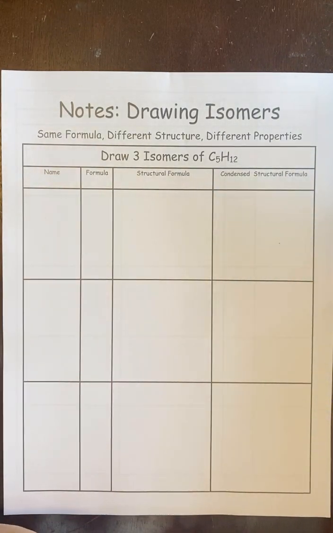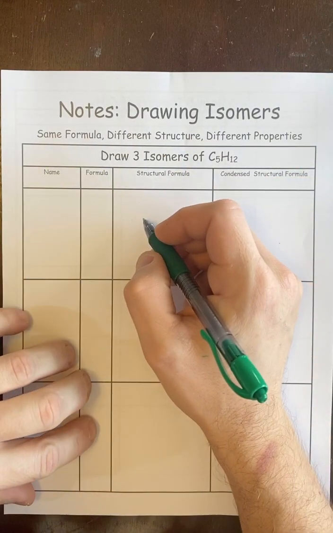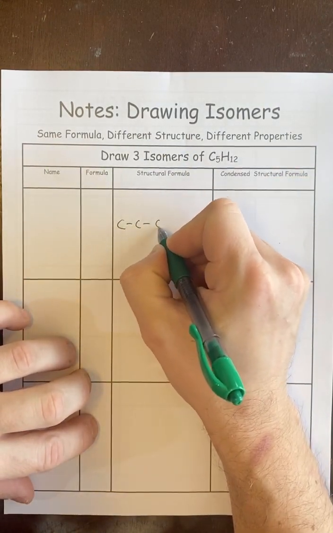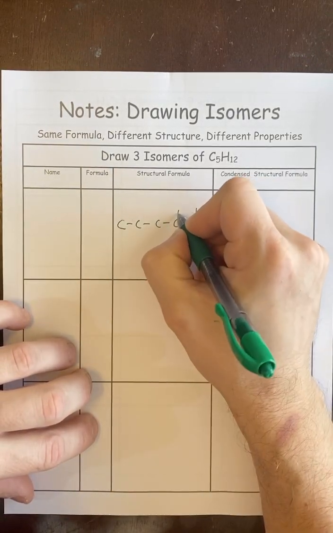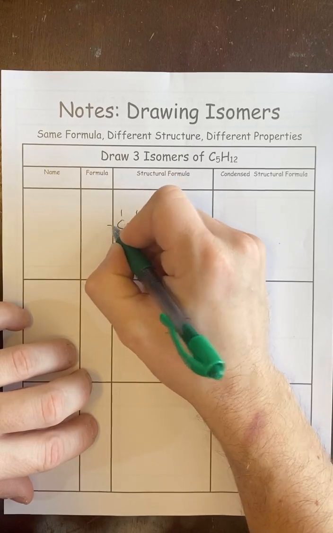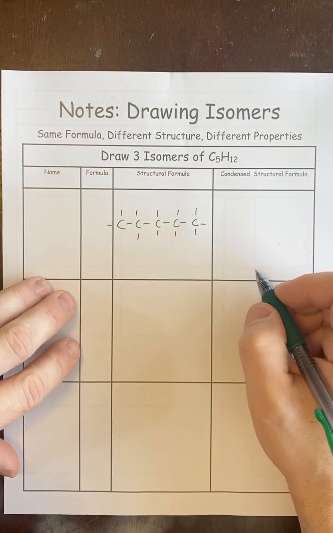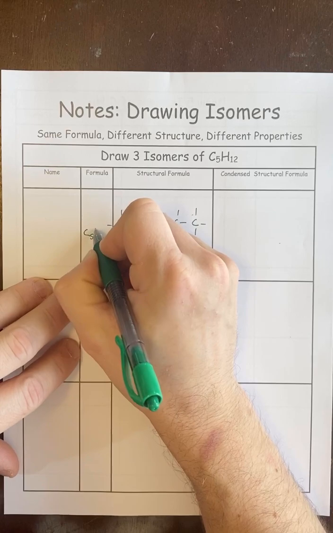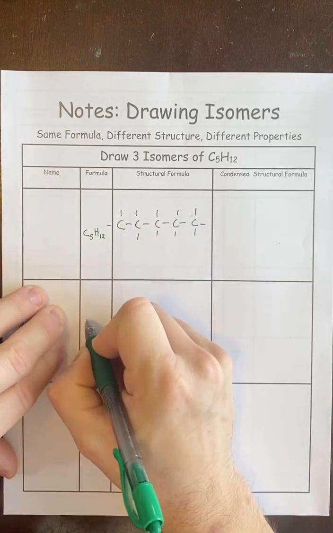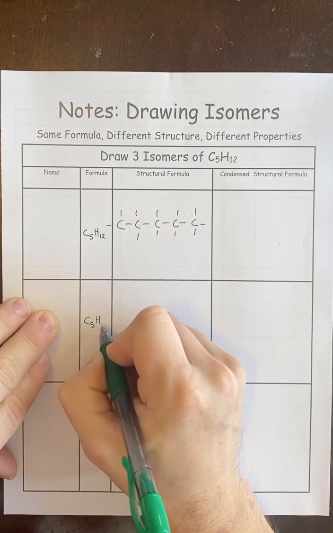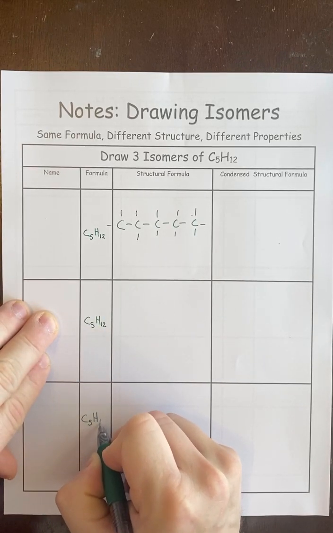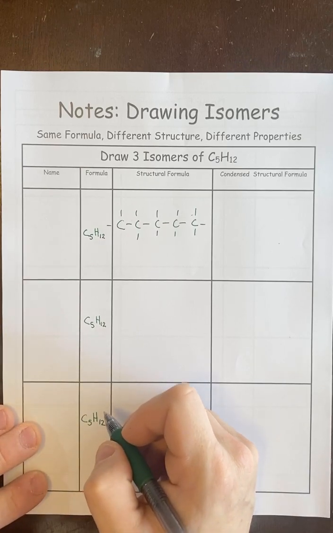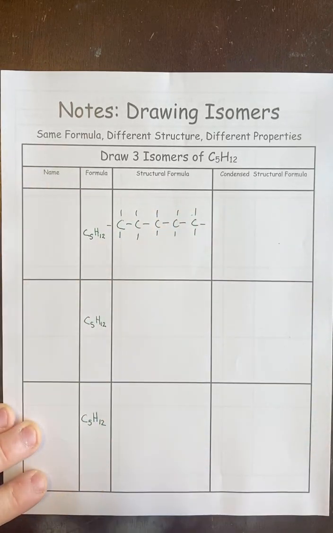The first isomer is always a freebie. If you wanted to draw the three isomers of C5H12, the first one is always the straight chain alkane, and it would be C5H12. These are all going to be, when we're done, C5H12. This one would look like this once it has all its H's.